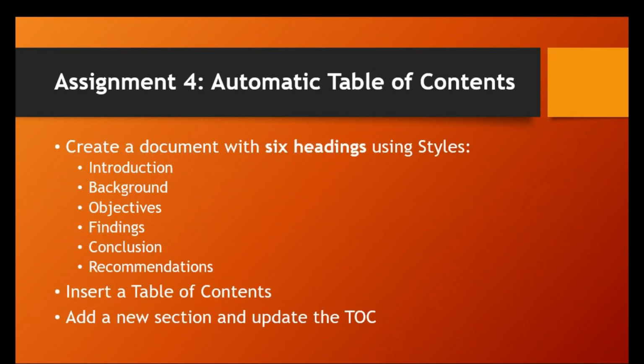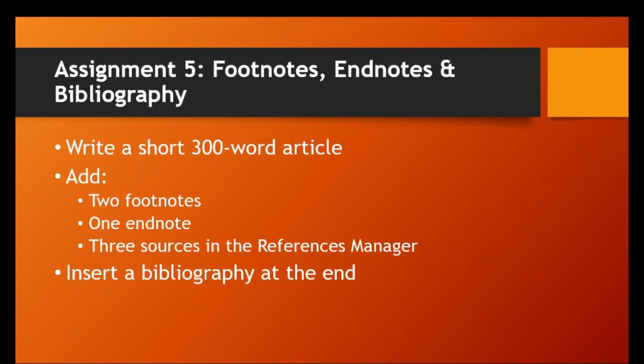Assignment 4. Create a document with 6 heading styles: introduction, background, objectives, findings, conclusion, and recommendations. Then insert a table of content. Add a new section and update the table of content. Assignment 5. Footnote, endnote, and bibliography. Write a short 300-word article. Add 2 footnotes and 1 endnote. Add 3 sources in the reference manager. Insert a bibliography at the end.